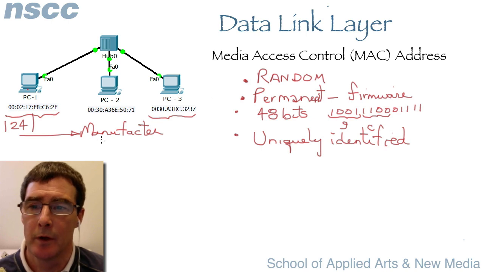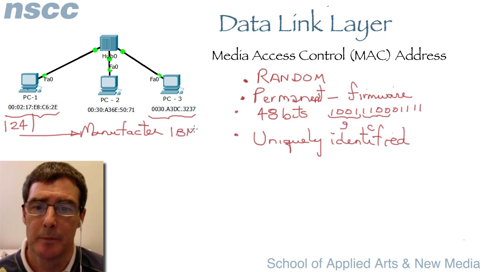So this is the code given to whoever makes network cards. For instance, 000217 could be a code for IBM. And then typically IBM would then issue its own internal numbering system for all the NICs which it identifies.